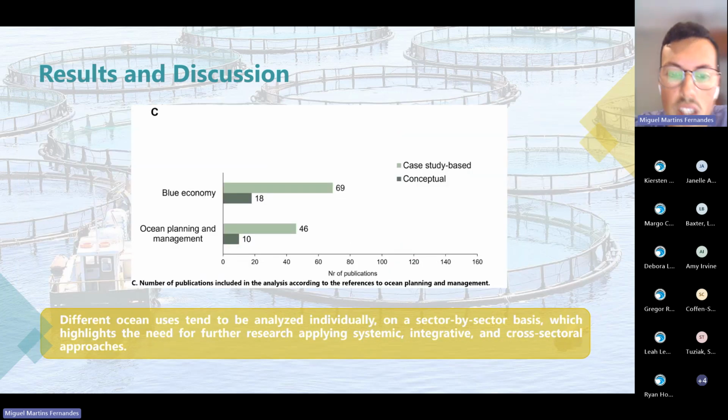Then, regarding also the references to ocean planning and the blue economy, we can see that there are not so many references to these terms, and this is because different ocean uses tend to be analyzed individually on a sector by sector basis, and these studies try to assess the vulnerability to climate change of fisheries, for example, only, or of aquaculture only. They don't try to assess several ocean uses at the same time, so there is also a lack of references to this type of terms.